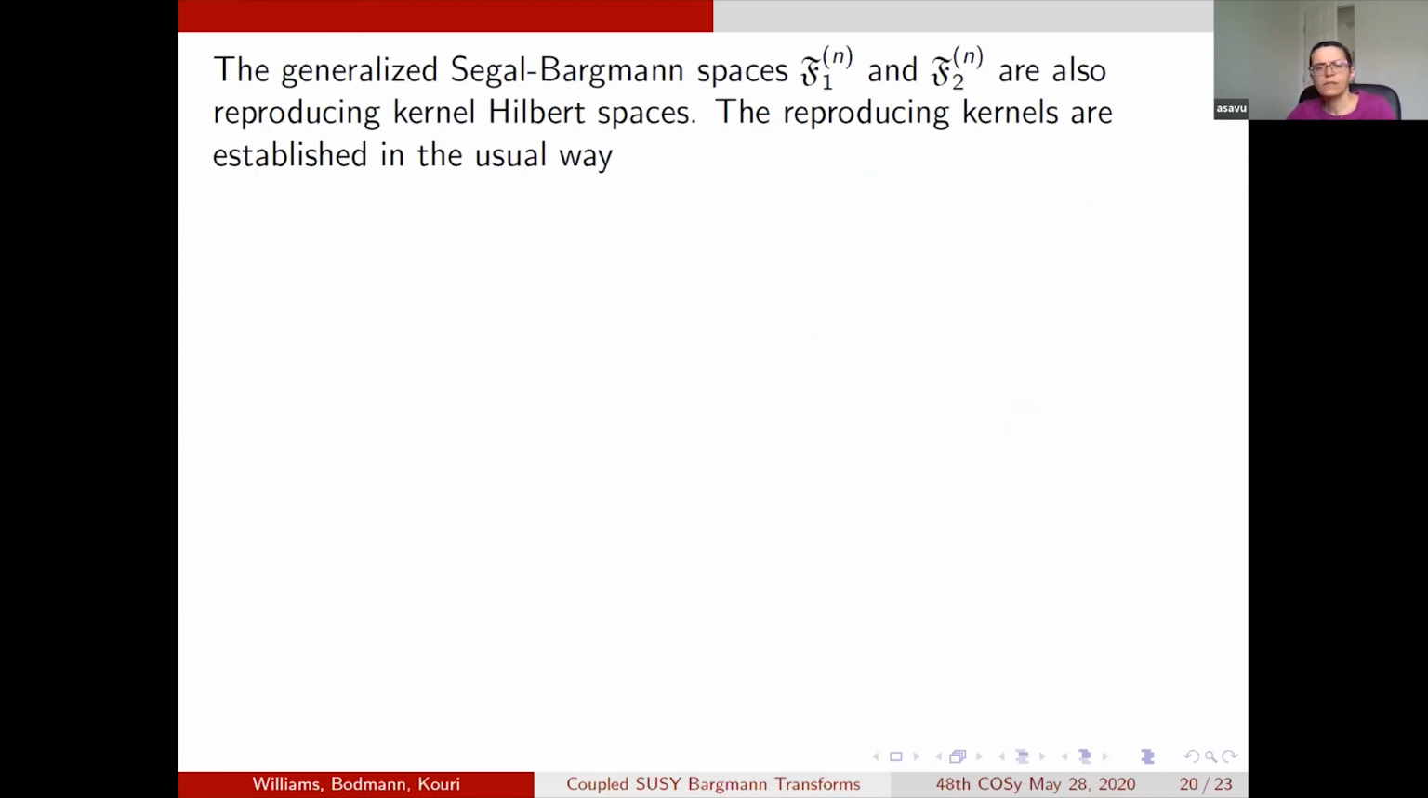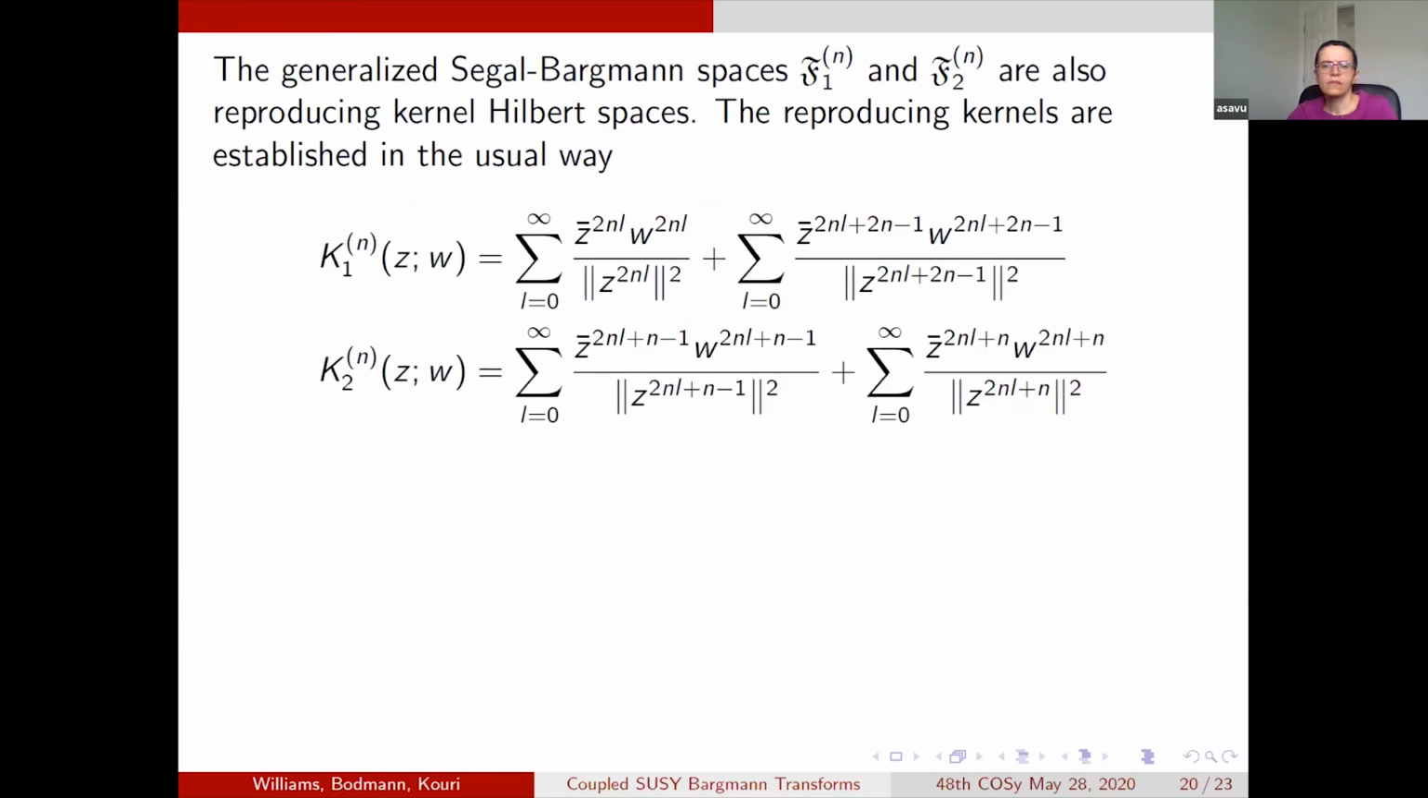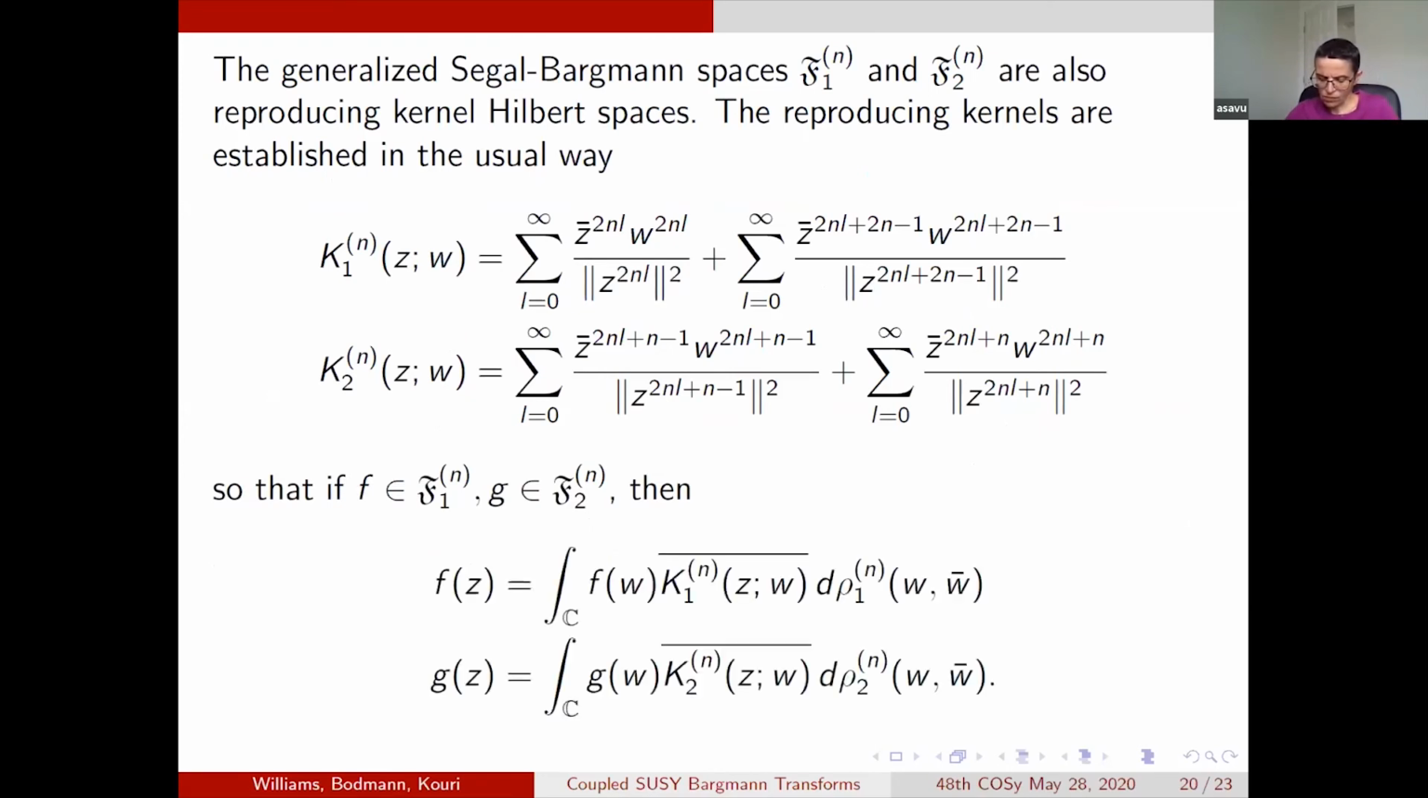They're actually also reproducing kernel Hilbert spaces. And you do the usual thing, anti-holomorphic in Z, holomorphic in W, and then just multiply them and divide by the normalization. These coefficients are terrible. I will not write them down because it wouldn't even fit on one line with one term. So given f in f1n and g in f2n, we can reproduce them via k1n and k2n.